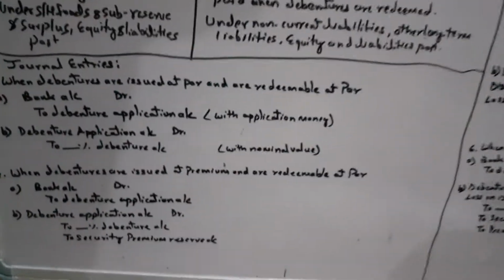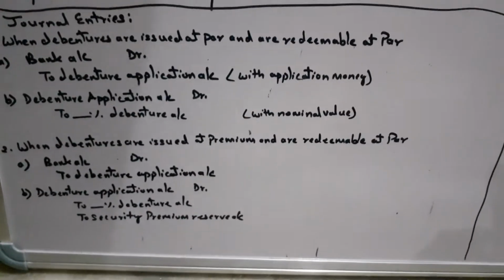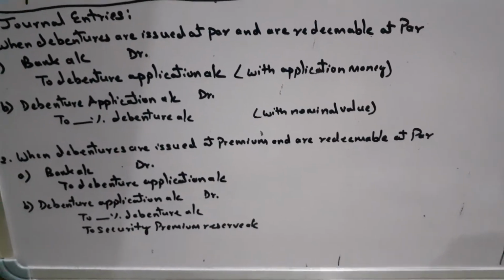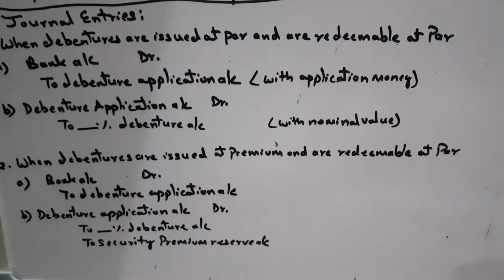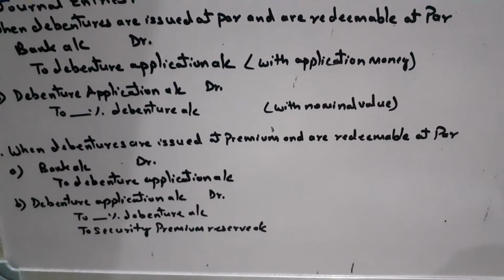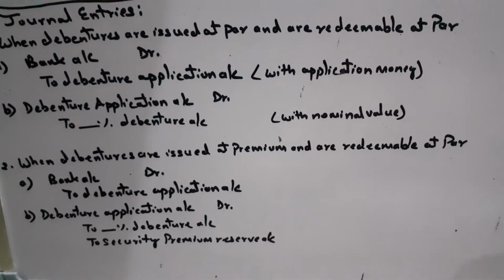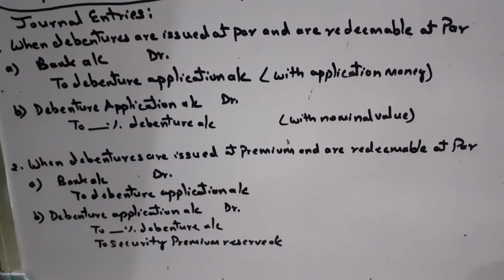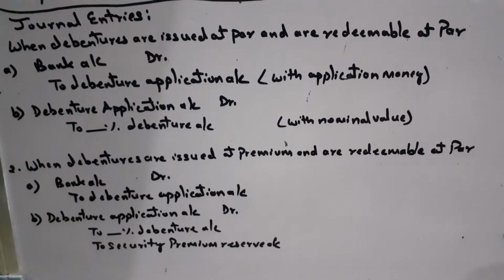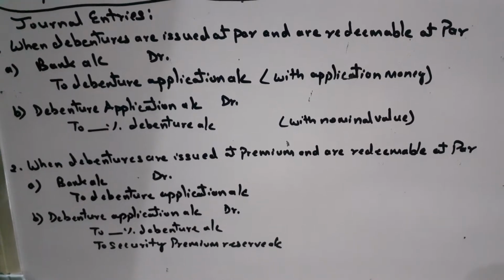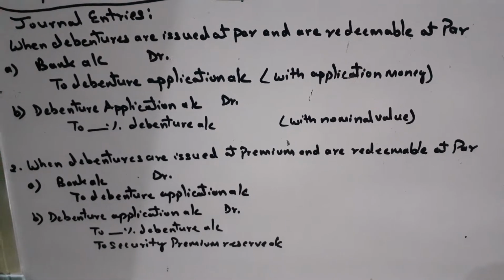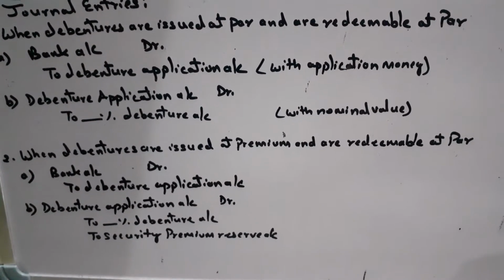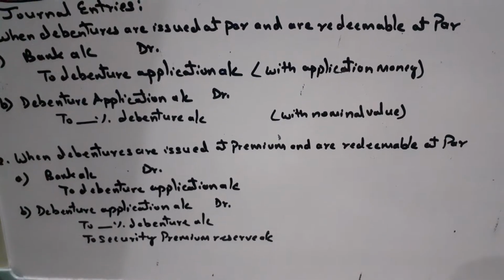Second is when debentures are issued at premium and are redeemable at par. The same entry will be passed. The first entry will be the same: bank account debited to debenture application account. Now the second entry, for redemption, is debenture application account debited to the percent of debentures as mentioned in the question, and to securities premium reserve account.